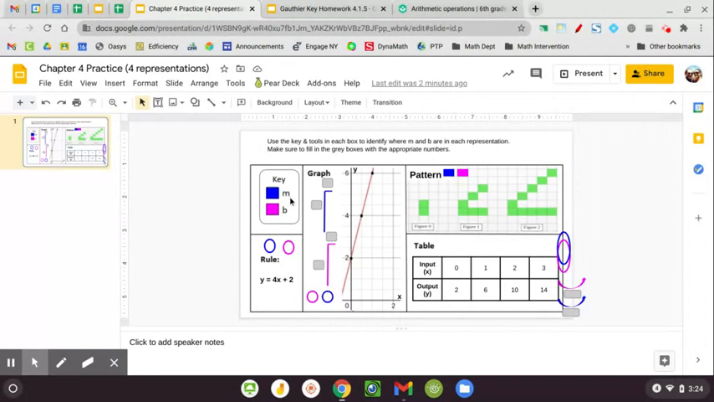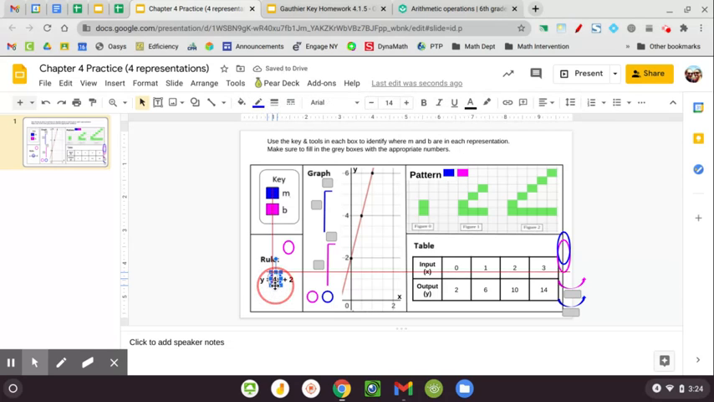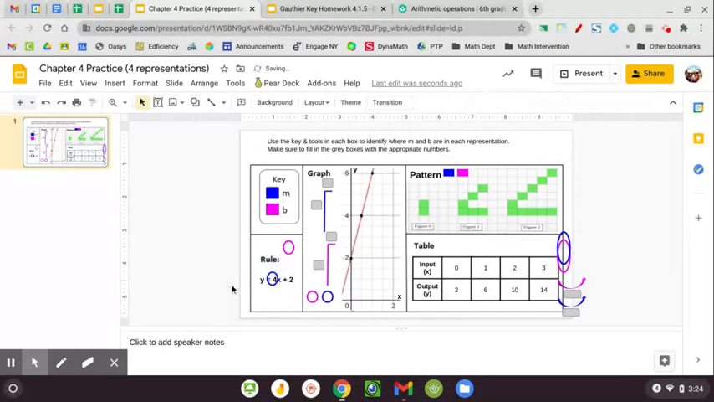So for the first one, for m, in my rule, I can see that is right here. It's this 4. Okay, so I would drag my circle around the 4, and it's actually not even around the x. It's just supposed to be around the 4. So that's where it shows up in the rule.